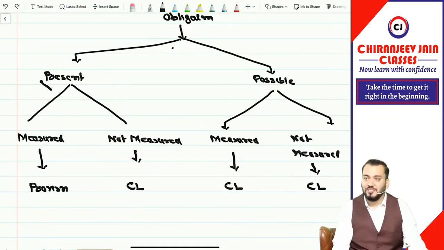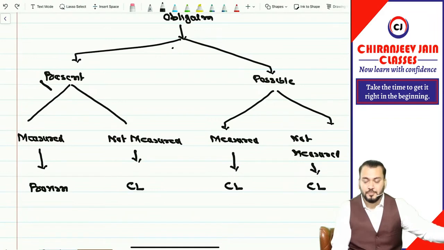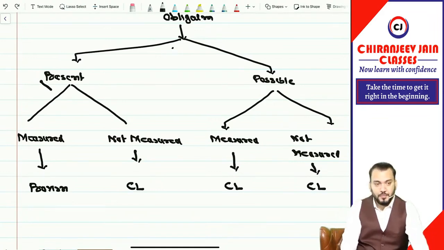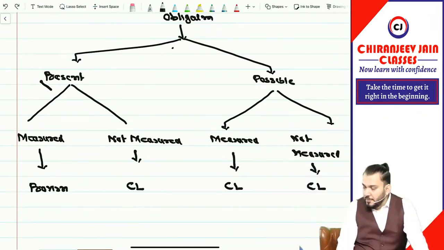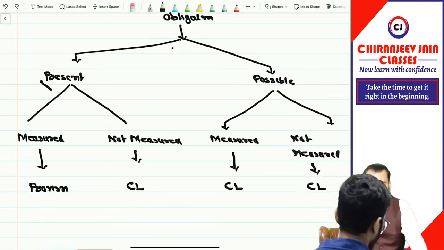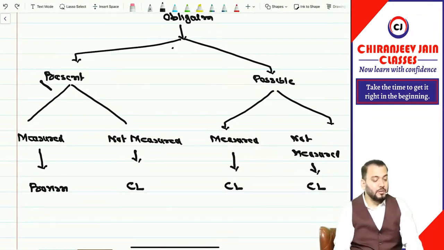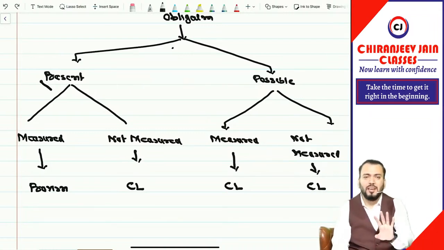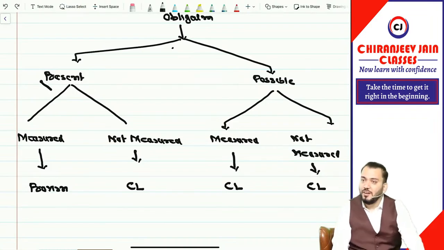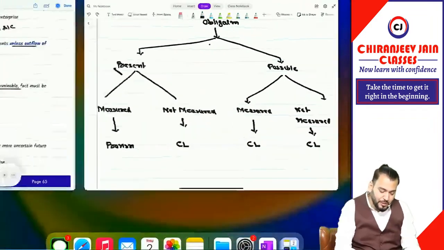Can we start once again, everyone? Now, so before the break, we have done the definition of what? Provision and contingent liability.